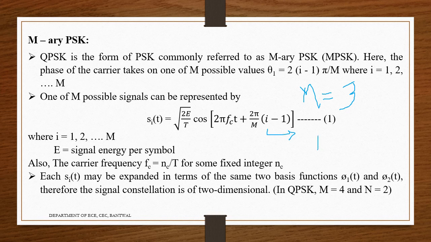When i is equal to 1, what is this value here? This value will become 0. Then i is equal to 2, so this will become 120. So i is equal to 3, 240. And again the next 120 means again 0. So I am telling that this is a 360 degree.